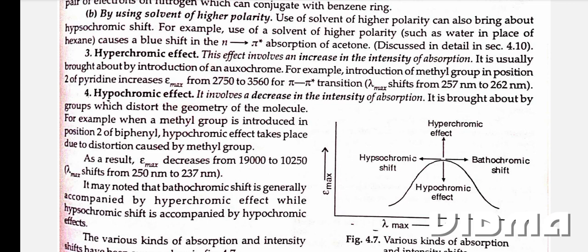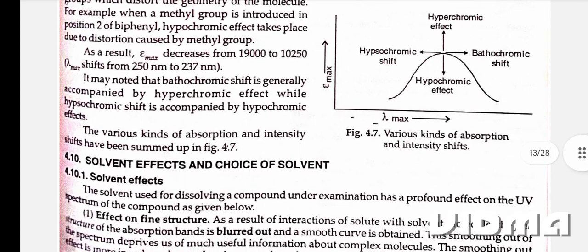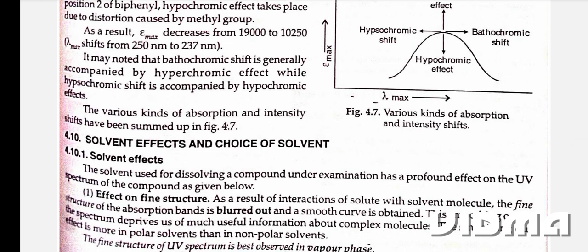Hypochromic effect involves a decrease in the intensity of absorption. It is brought about by groups which distort the geometry of the molecule. For example, when a methyl group is introduced in position 2 of a biphenyl, hypochromic effect takes place due to distortion caused by the methyl group. As a result, epsilon maximum decreases from 19,000 to 10,250. It may be noted that a bathochromic shift is generally accompanied by a hyperchromic effect, while hypsochromic shift is accompanied by hypochromic effect.